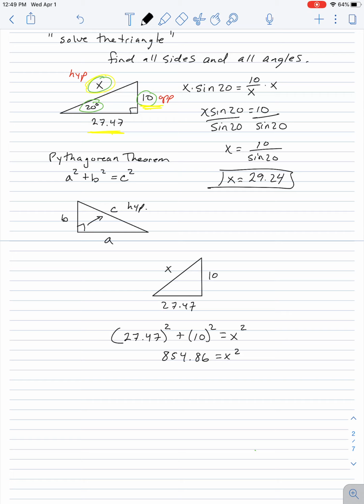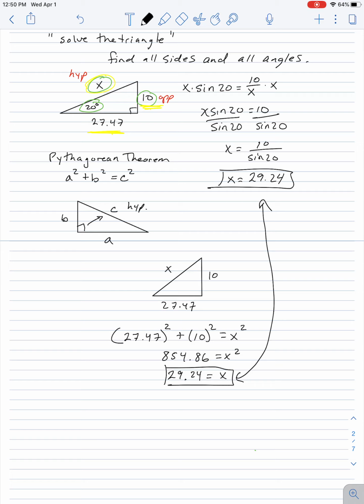And then I'm going to square root both sides. Square root on my calculator, I get 29.24. Okay, which is what we got doing it the other way as well. Now, if you round in the middle, you will be off. So you need to make sure that you're storing all decimals and using the whole decimal. So you can choose if you want to use trig functions or the Pythagorean theorem on these problems, however you want to do it.